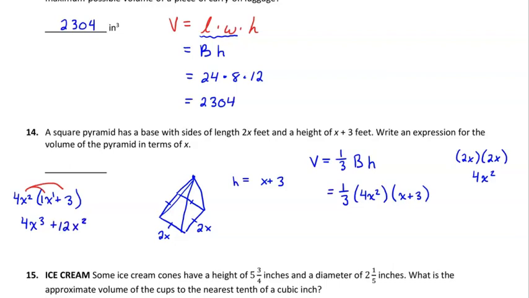And then I have 2 x's in that rainbow. So now it's 1/3 times 4x cubed plus 12x squared. And then multiplying by 1/3 is the same as dividing by 3. So 4x cubed plus 12x squared divided by 3. I could leave my answer like this. So this would definitely be an acceptable answer.